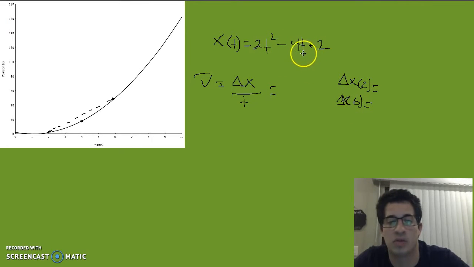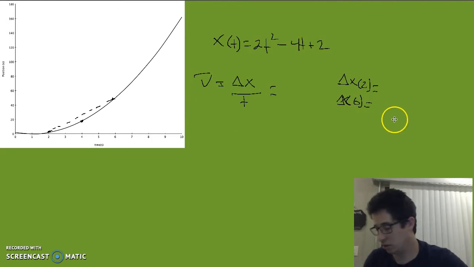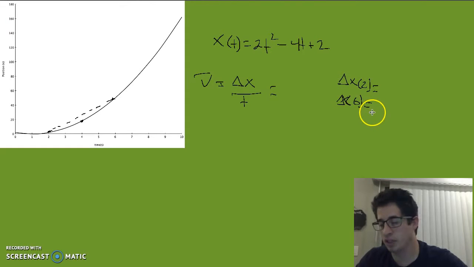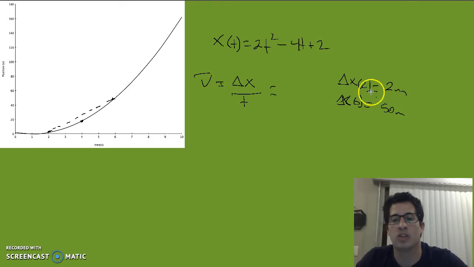If we substitute in those values, for 6 we get about 50 meters. So at 6 seconds it's at a position of 50 meters, whereas at 2 seconds it was at a position of about 2 meters. Substituting into the formula, the change in position is the second position minus the first, divided by the change in time. We went from 2 seconds to 6 seconds, which is a change of 4.